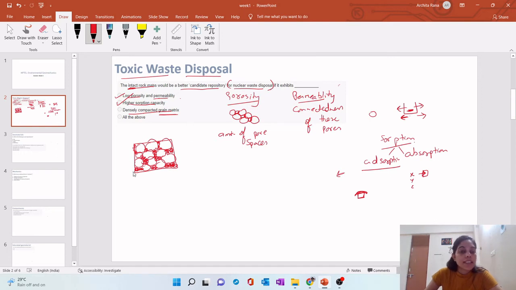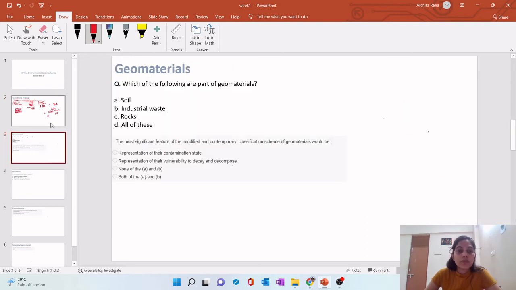So matrix is nothing but the arrangement in a rock, how the smaller as well as larger grain sizes are arranged to make a compact, meaning a tight structure. Hence it is also an important quality. So all of these are important qualities in a rock mass so that we can use it as a repository for nuclear waste disposal. Now let's move to another question.